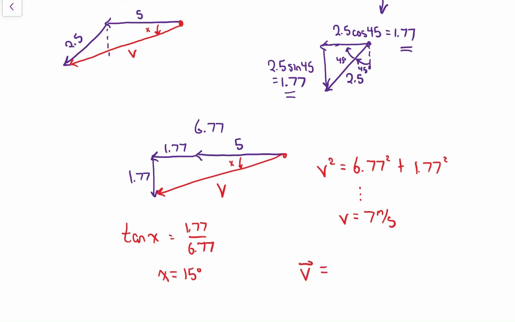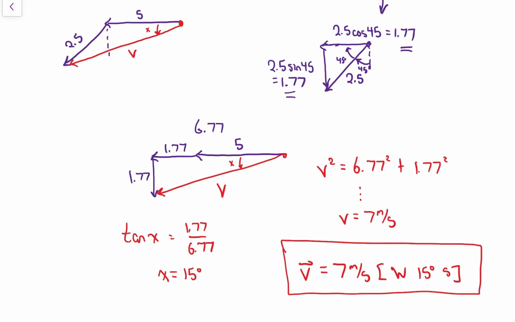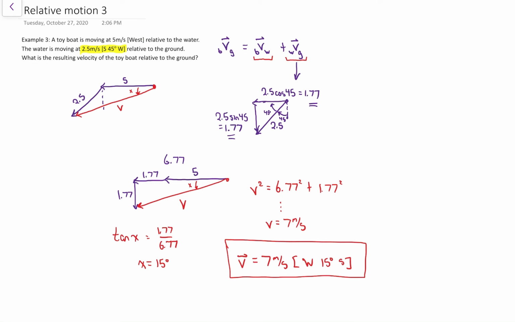Putting it together, the velocity of this boat is 7 meters per second, number and unit. The direction was I measured from straight west. I rotated 15 degrees towards the south. It's not wrong to do the sine law, cosine law way. I just wanted to show you an alternative. Moving forward, you can do whichever way you prefer.